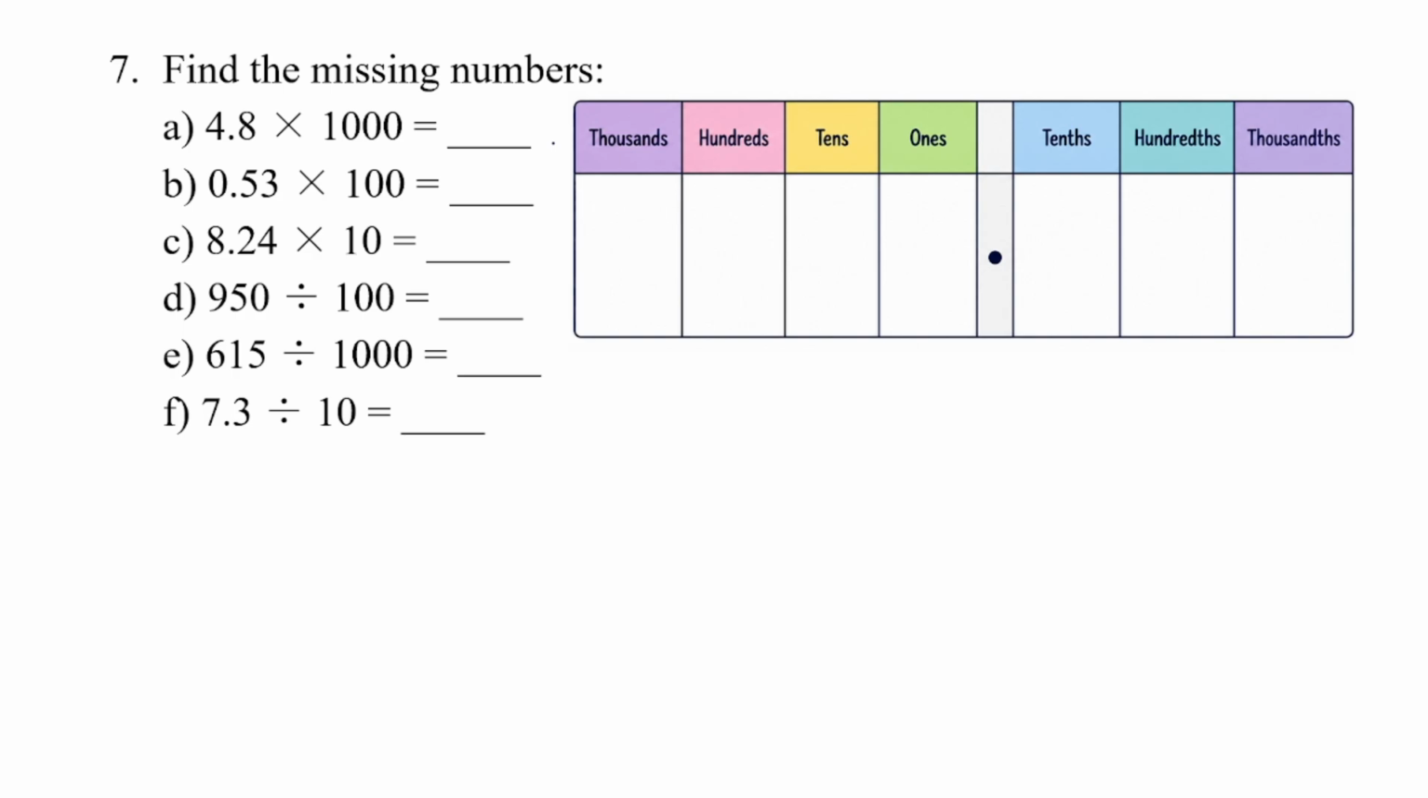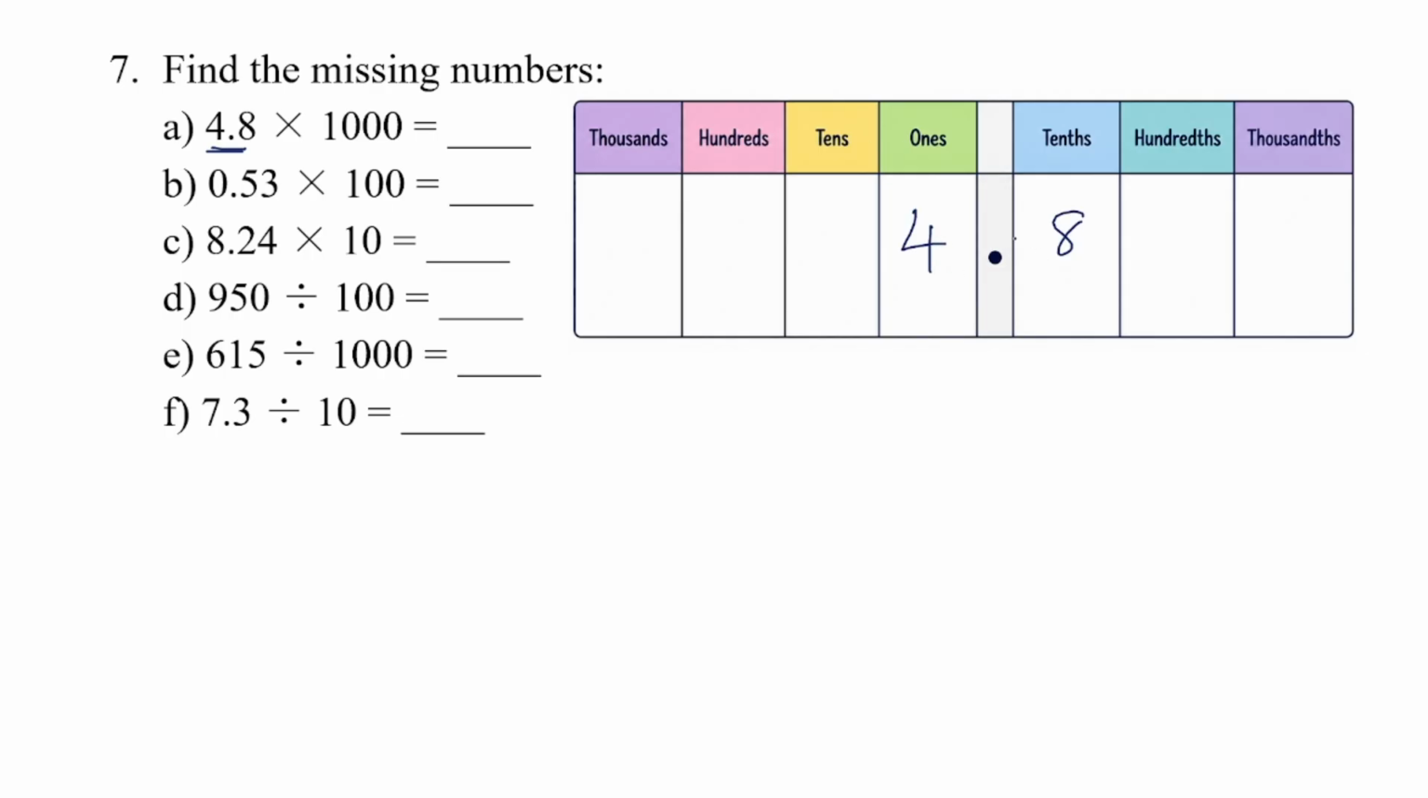Find the missing numbers. How do we multiply with the powers of 10? How do we multiply with thousands, 100, 10, and also how do we divide? It is very easy. I'll show you 2 ways of doing this. Right, let's start with this one, 4.8. So it's going to be 4.8.